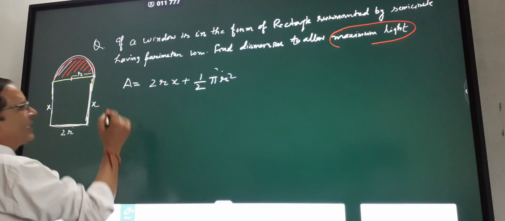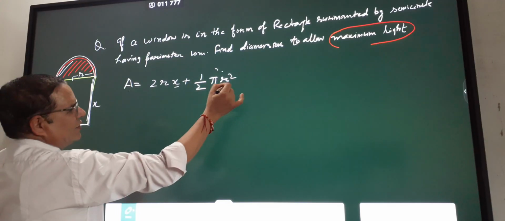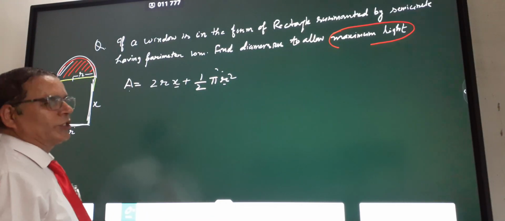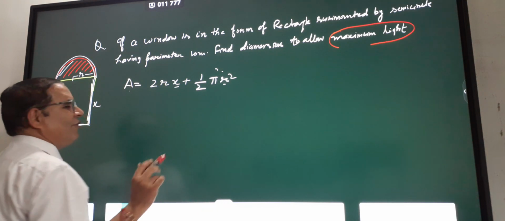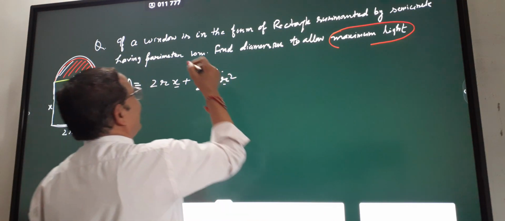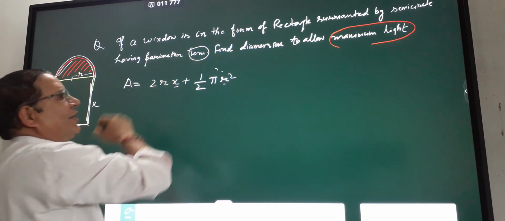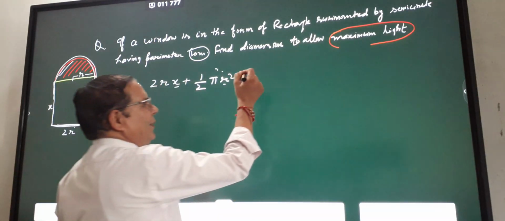But how many variables does it have? Three: 1, 2 and 3. It is not possible to take a function of 3 variables. There should be only 2. So for that we have given the hint that its perimeter is 10. Its perimeter is 10. So here you write P equal to what?